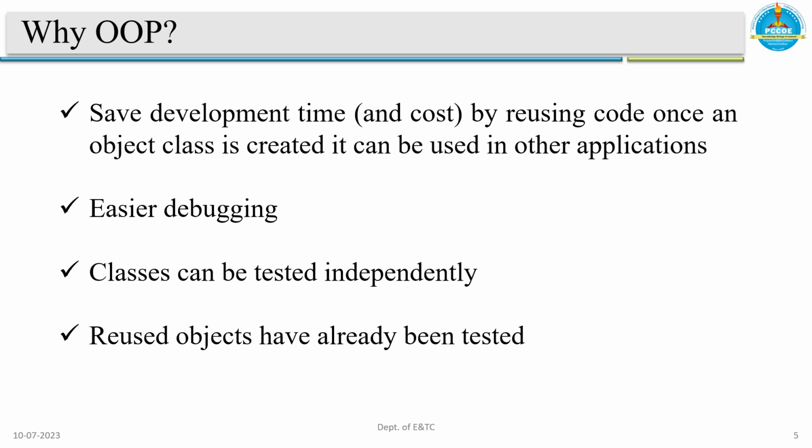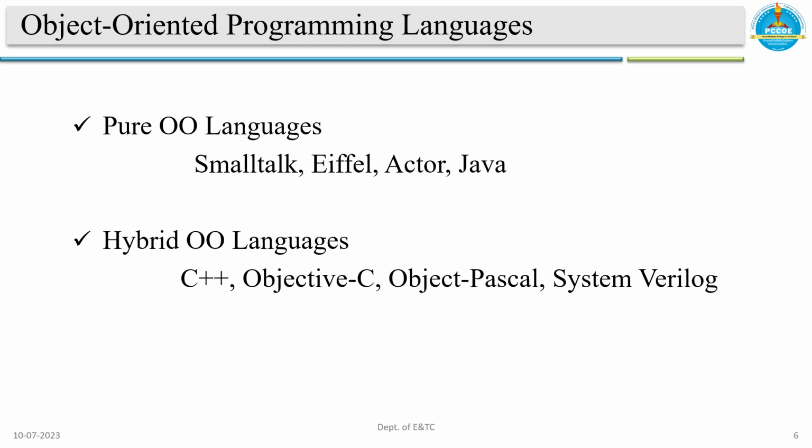And there are so many features or benefits available in object-oriented programming language if you compare with the other procedure-oriented programming languages. There are two types of object-oriented programming language, pure and hybrid. In pure, without a class you cannot write the program. In hybrid object-oriented programming language, without a class also you can write programs, like C++, Objective-C, Object Pascal, SystemVerilog. These are the hybrid object-oriented programming languages. SystemVerilog nowadays is used for design and verification in the VLSI field, which is used in hardware design and verification.